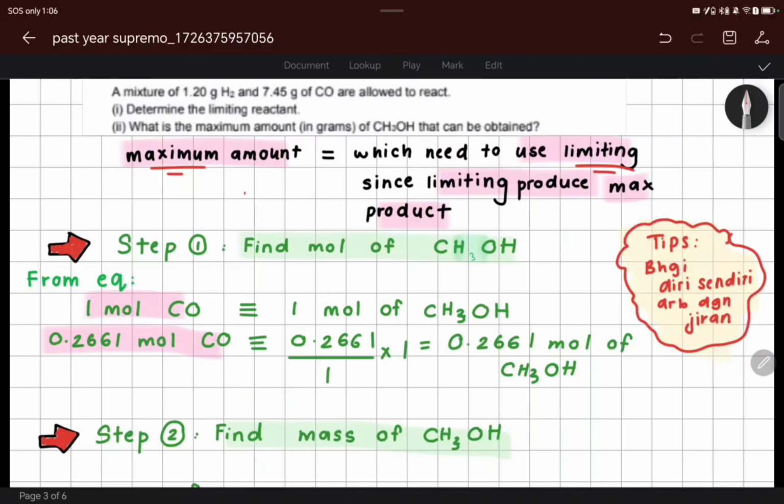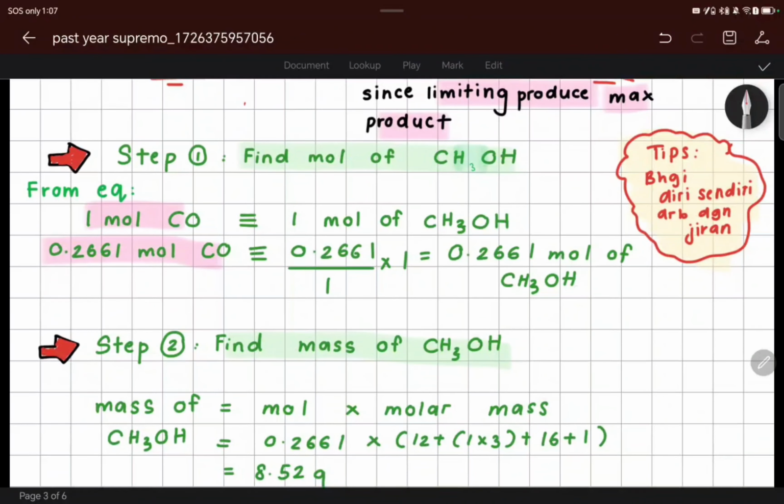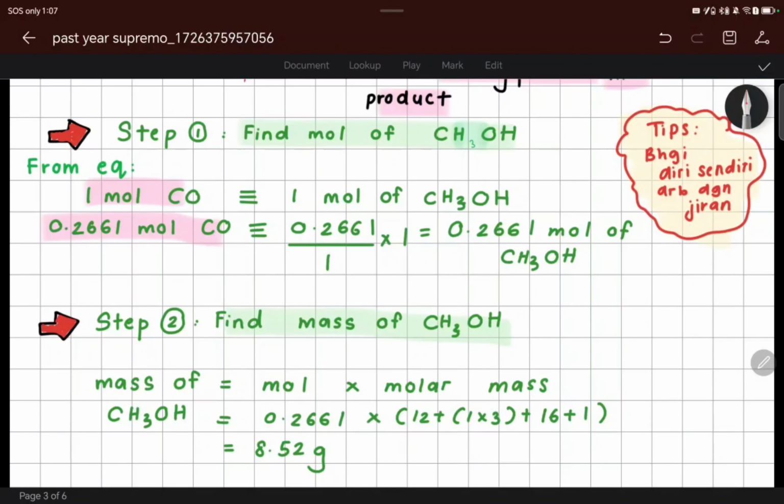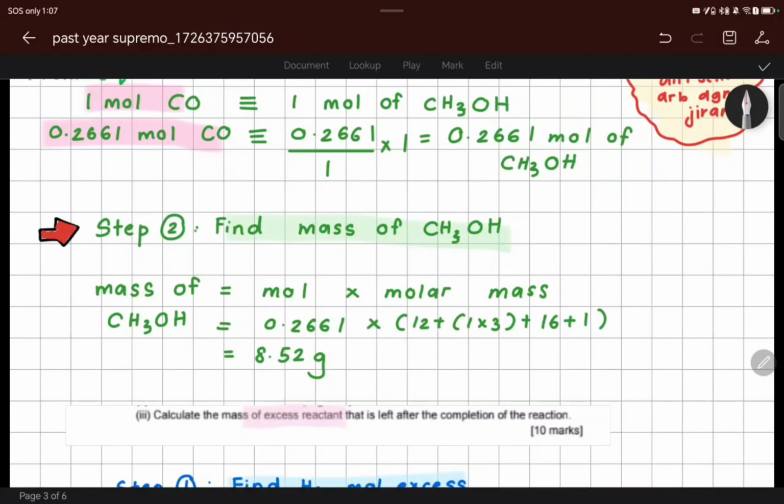Okay, and then the first step is to find the mole of CH3OH. So from the equation, we already know 1 mole of CO reacts to give 1 mole of CH3OH. And we can use these steps, which is bahagi diri sendiri and darab dengan jiran sebelah. And then the mole of CH3OH, which is the product, is 0.2661 since the coefficient of each of the reactant and the product is 1.